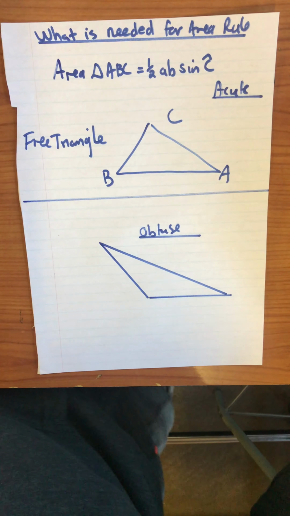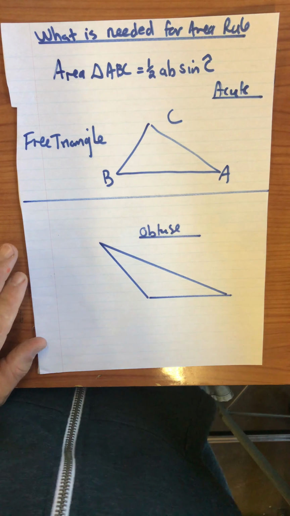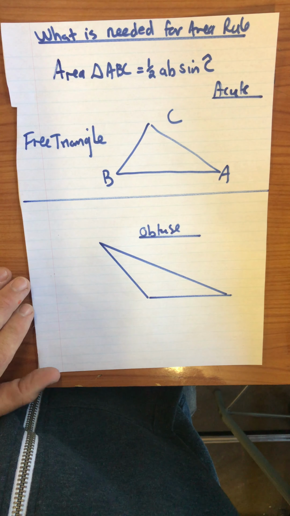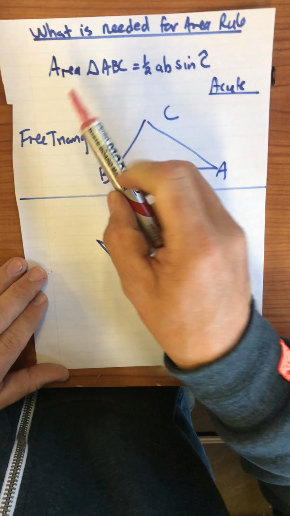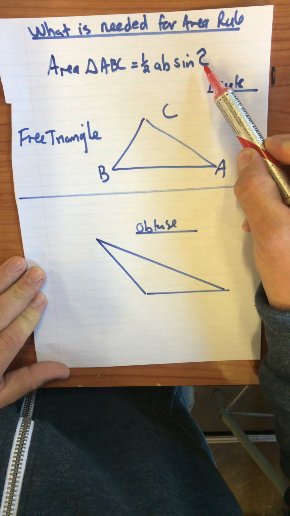Welcome back, grade 11s. Let's have a look at what is needed for the area rule. We are given on our formula sheets, and we've proved, that the area of triangle ABC is equal to a half ab sine C.